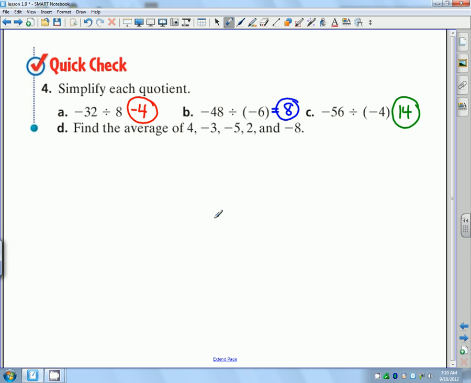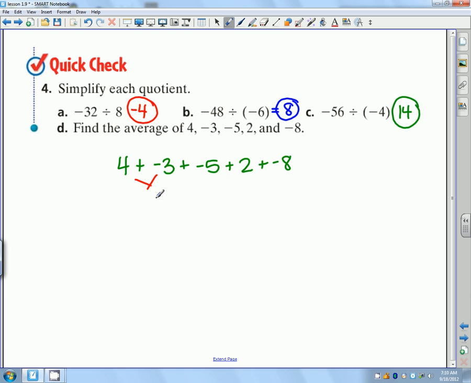Find the average of 4, negative 3, negative 5, 2, and negative 8. So what you need to do is add them all together and then divide by 5. So you're going to do this: 4 plus negative 3 plus negative 5 plus 2 plus negative 8. So 4, I do it like this.